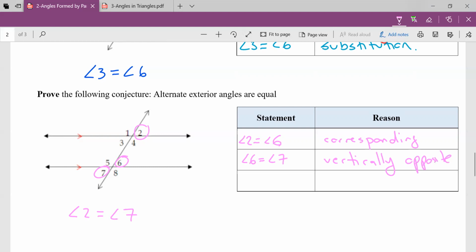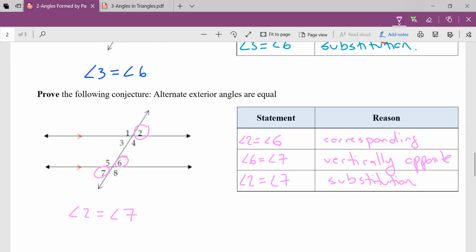And what do I now know? Well, if angle 2 is equal to angle 6 is equal to angle 7, angle 2 is equal to angle 7. Reason, substitution. There it is. There's another proof.